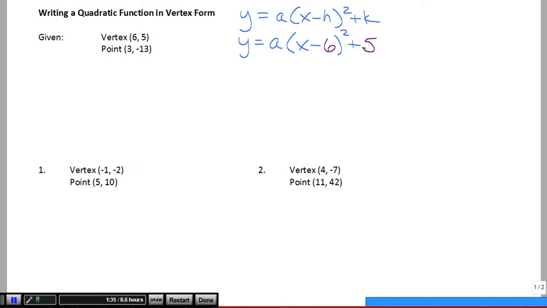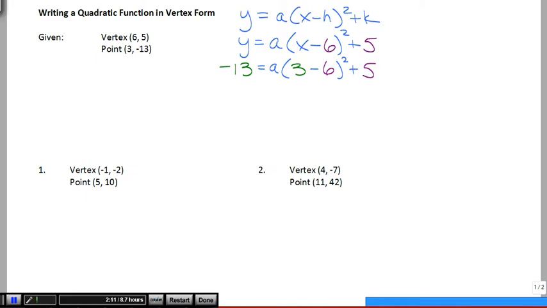But then the next thing you're going to want to do is use the given point. So the point is 3 comma negative 13, which means our y is negative 13. And that equals a, and then we know our x is 3. And then we have our minus, we still have our 6 for our vertex, squared plus, and we still have our 5. Okay? And now that we're here, you'll notice that the only thing left is our a. So we can just start solving for a now.